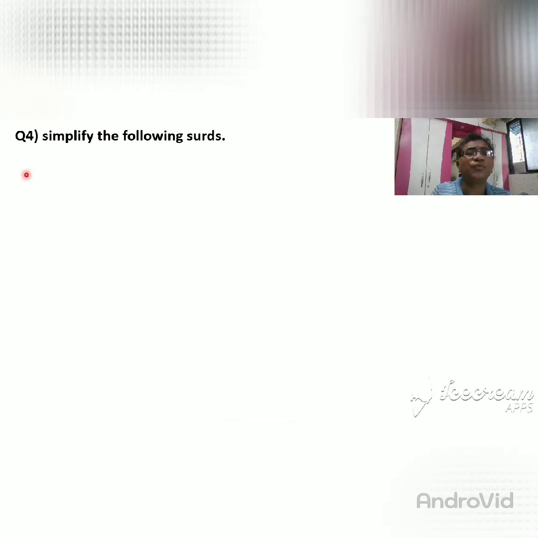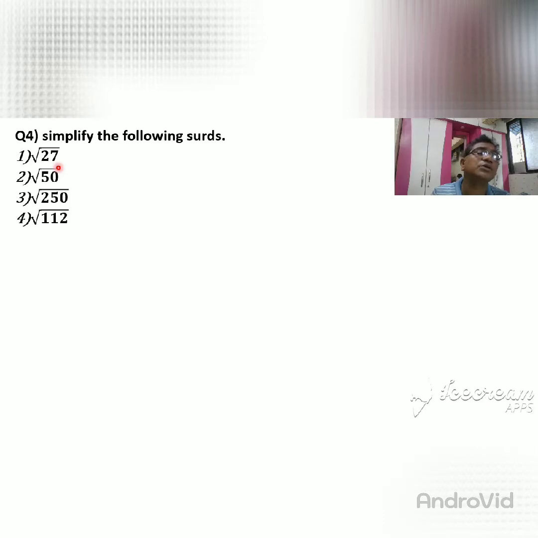Question number 4 is: simplify the following surds. A surd is given and you want to simplify it. First is square root of 27, second is square root of 50, third is square root of 250, fourth is square root of 112, fifth is square root of 168.